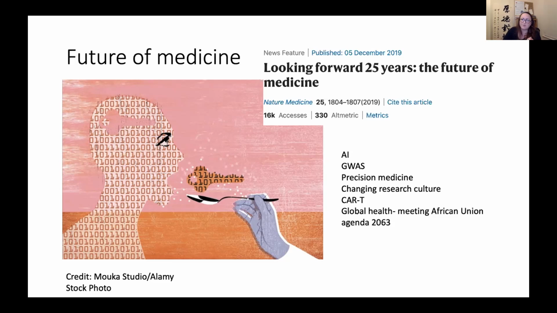And they, I think maybe predictably in this setting, said AI, genome-wide association studies, precision medicines, CAR-T. Jeremy Farrar said changing research culture, which is interesting, and the global health agenda. So making sure specifically that from the African Union, people make their agenda the Agenda 2063.